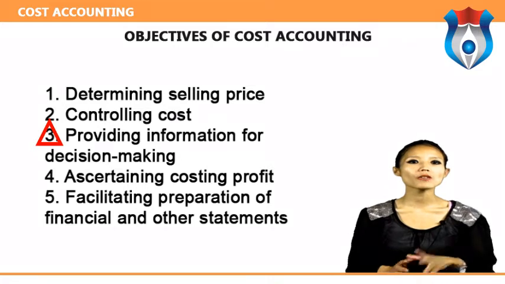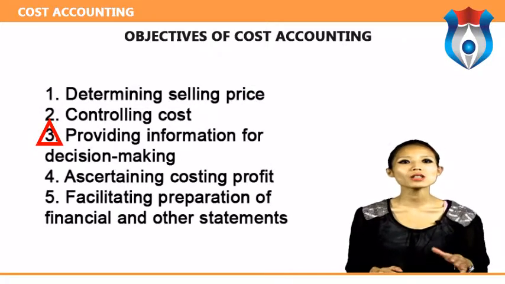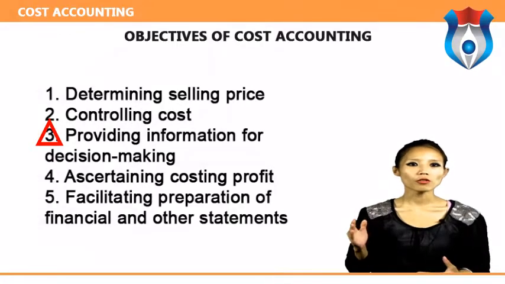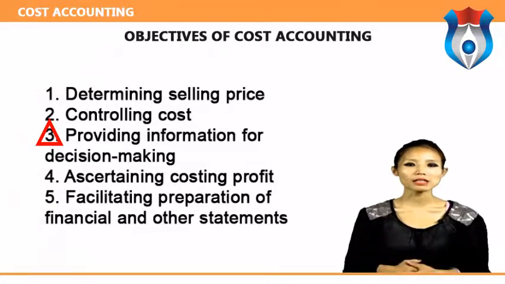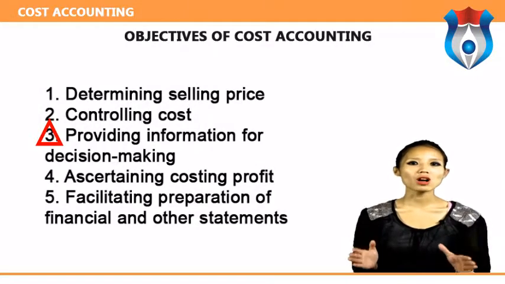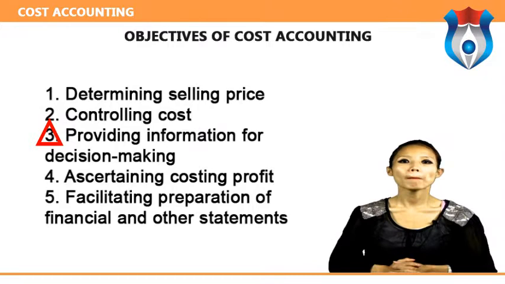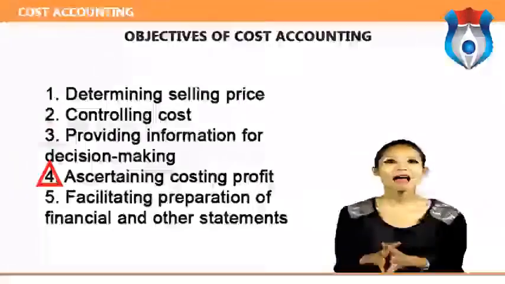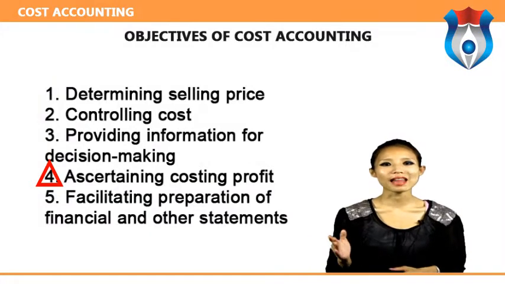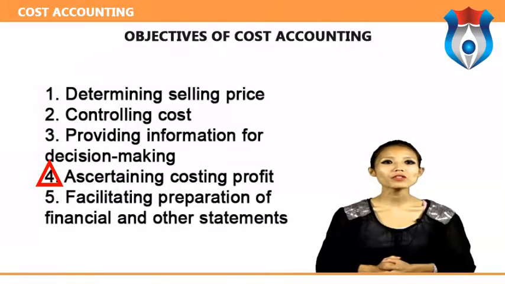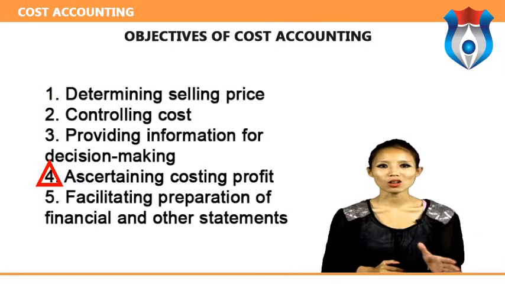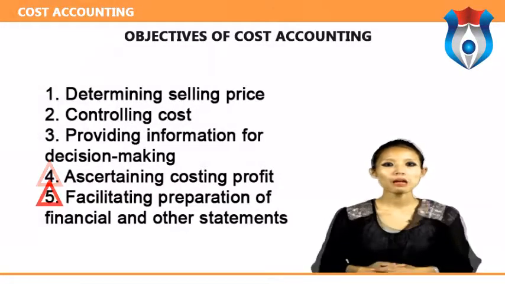Providing information for decision making. Cost accounting helps the management in providing information for managerial decisions for formulating operative policies. These policies relate to the following matters: determination of cost, volume, profit relationship, make or buy a component, ascertaining costing profit. Cost accounting helps in ascertaining the costing profit or loss of any activity on an objective basis by matching costs with the revenue of the activity.